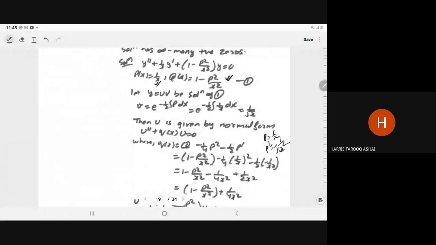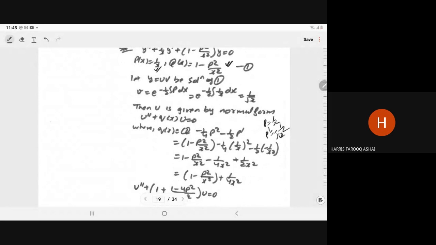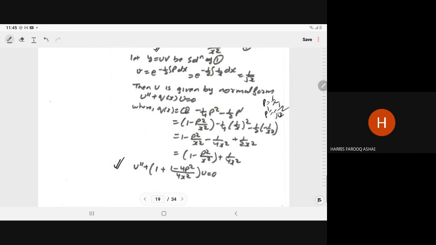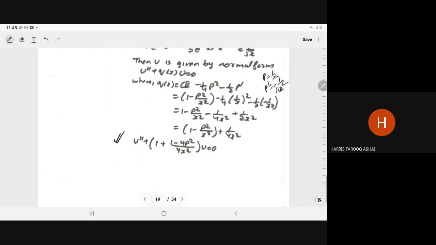So minus 1 by 2 into minus 1 upon x square. On solving, you will get 1 minus p square upon x square plus 1 by 4 x square. So in the standard form, we write it like this: u double dash plus (1 plus (1 minus 4p square) upon 4x square) u is equal to 0. Here the small q is 1 plus (1 minus 4p square) upon 4x square.